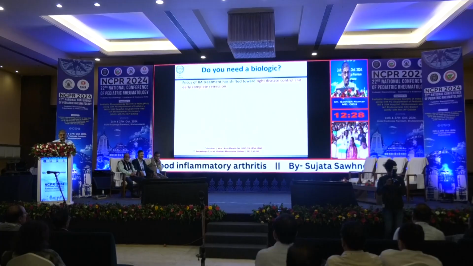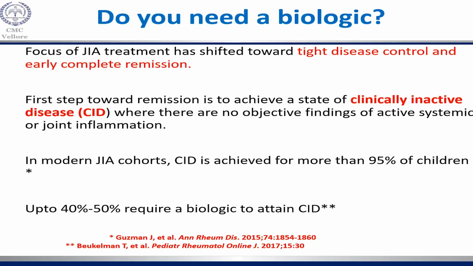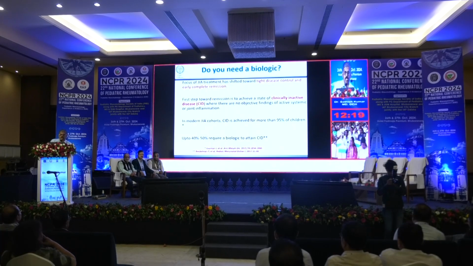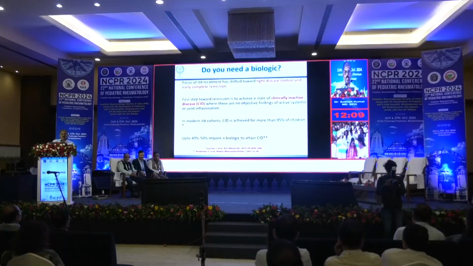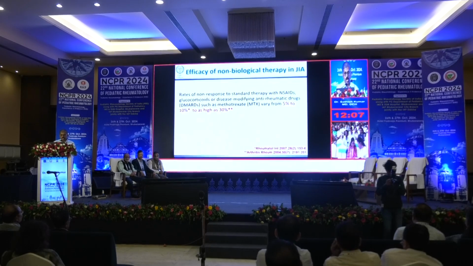So do we need a biologic? What the literature says is, nowadays we are thinking about tight disease control and early complete remission in children with juvenile idiopathic arthritis, that is clinically inactive disease, where there are no objective findings of systemic or joint inflammation. So can we achieve this? Yes, in almost 95% of the children we can achieve this by using these biological drugs.